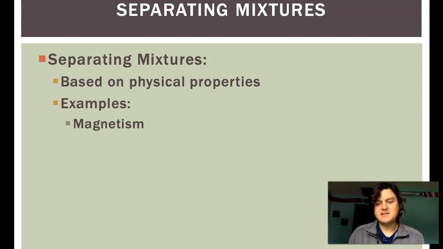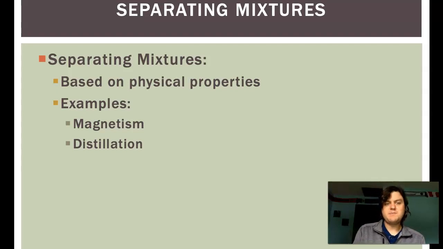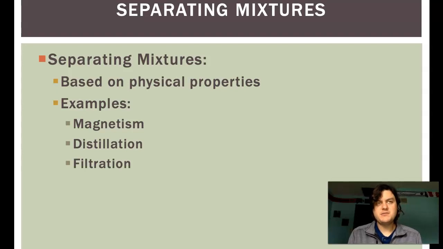We could use magnetism. If there are iron filings in some sand, we could use a magnet to extract the iron filings. Distillation is the separation of liquids based on boiling points. If we heat a combination of liquids and collect different fractions, meaning a component that boils at a lower temperature, we can separate based on boiling point. Filtration: if we have water and sand combined together and pour that through a filter, the water would move through and the sand would stay put.